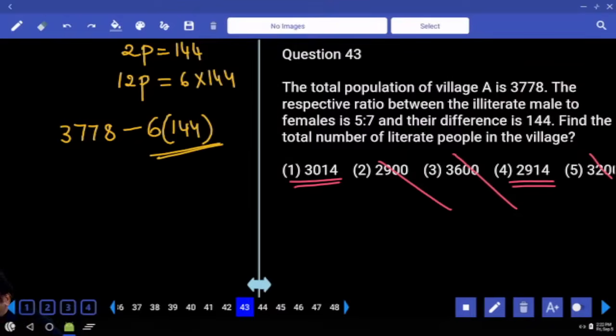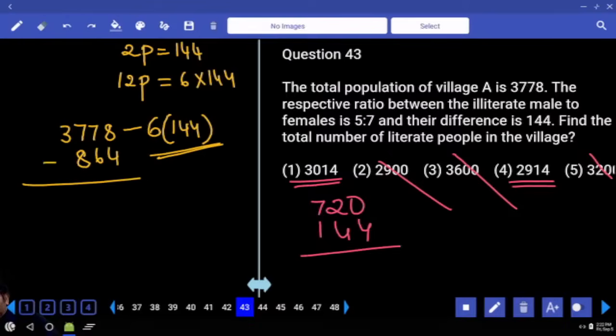6 times will be 5 times plus 1 time. 5 times 144 is 720, 1 time 144, total 864, correct? If you subtract it, you already know 2 options, one is in 3000, the other is in 2900. If you subtract 864 from 3778, will it be in 3000 or less than 3000? Then the answer is the 4th option directly.